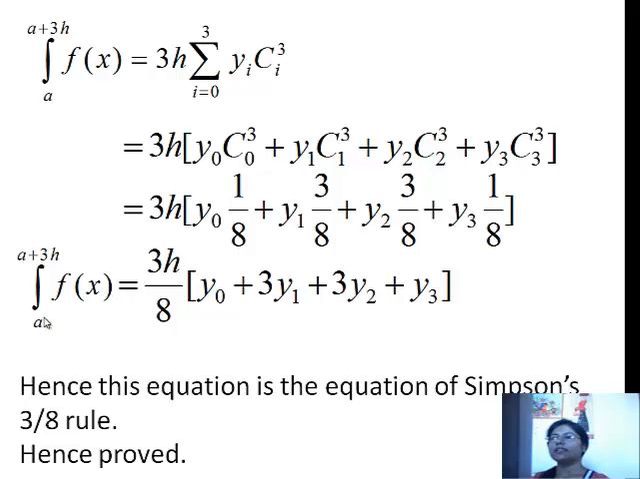So we finally get the result as f of x integration limits from a to a plus 3h equals 3h by 8 times (y0 plus 3y1 plus 3y2 plus y3), and hence this equation is the equation of Simpson's 3/8 rule, and hence we prove that Newton Cote's formula is applicable for deriving Simpson's rule.